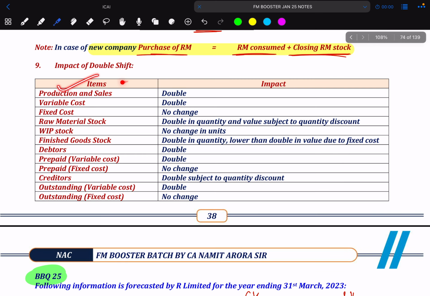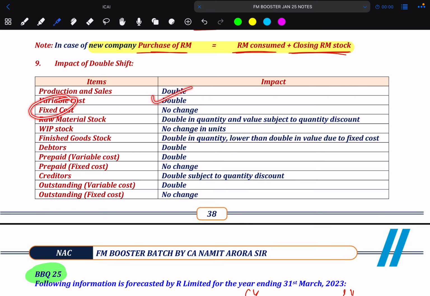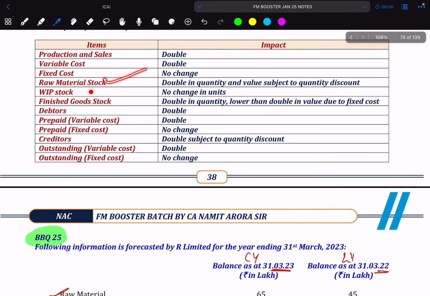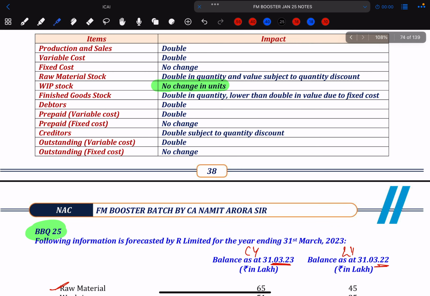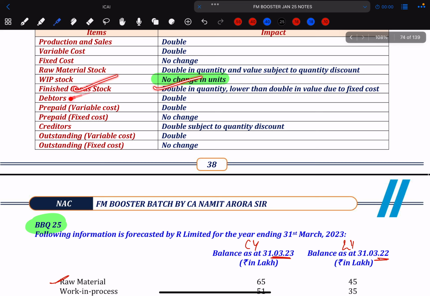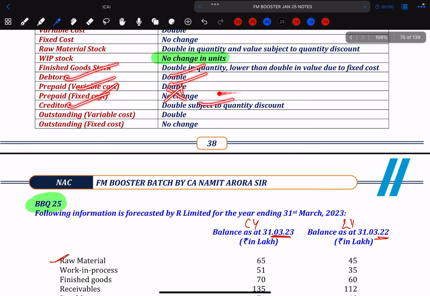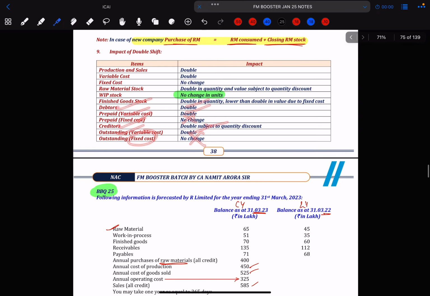And this one, even you know this, but I'll tell you once again. So if production doubles, the impact will also be double. When it comes to variable cost, it will increase, but when it comes to fixed cost, it won't change. Raw material, it will double. Work in progress, it won't change. Okay, so understand this. There is a reason given, I have discussed it in questions. Finished goods, it will change. Debtors, it will change. Prepaid variable, it will change. Fixed, there will be no change. Creditors, it will change. Others, it will change. And outstanding fixed cost, it won't change. We are done with the introduction.